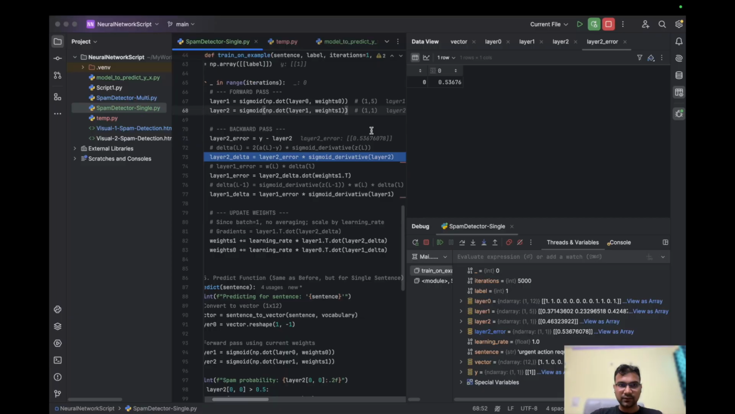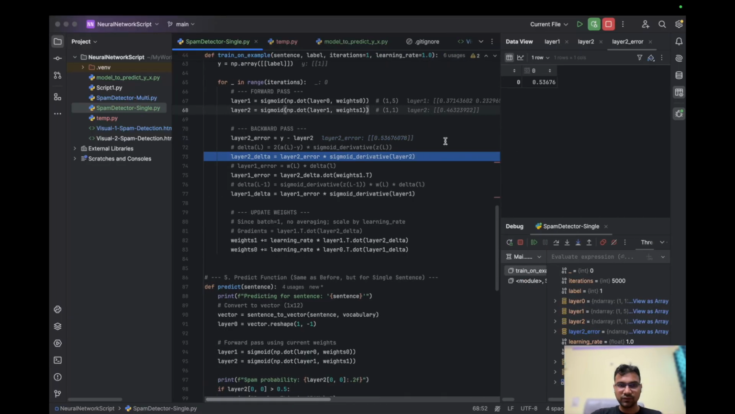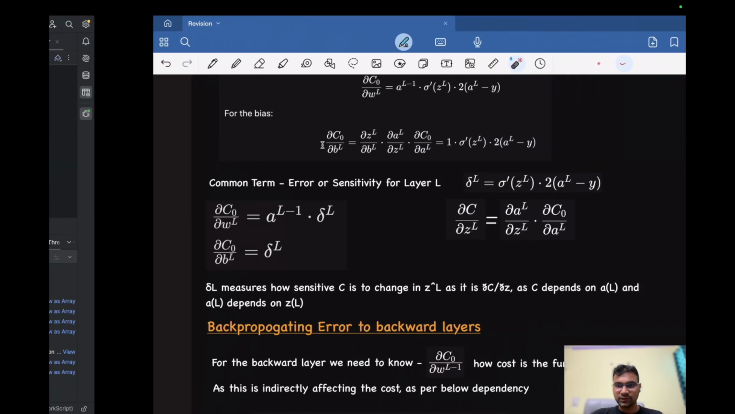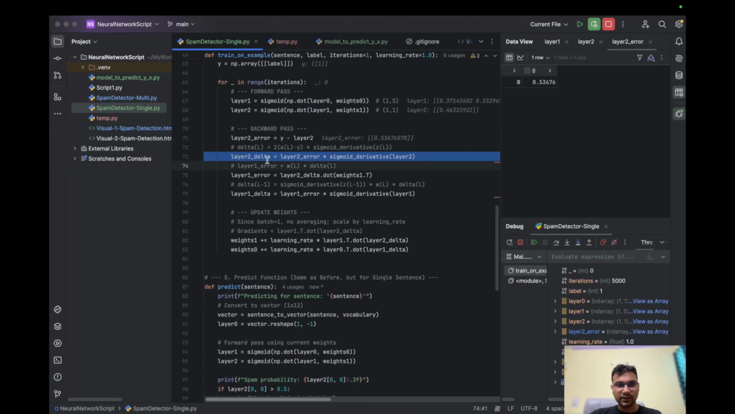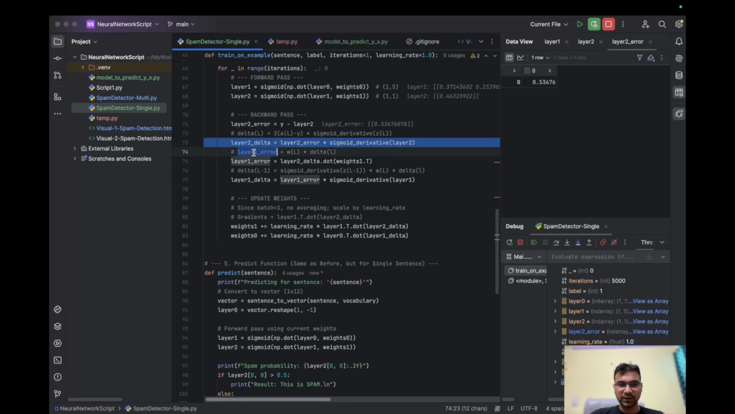After that, the next step is we will calculate this delta, delta L, which is this loss multiplied by the sigmoid derivative, which we have seen over here. This is the delta L, right? See, this is the sigmoid multiplied by this loss. The same we are doing over here: layer 2 delta we are calculating. And then we will calculate the layer 1 error. Layer 2 error is just simply y minus layer 2.